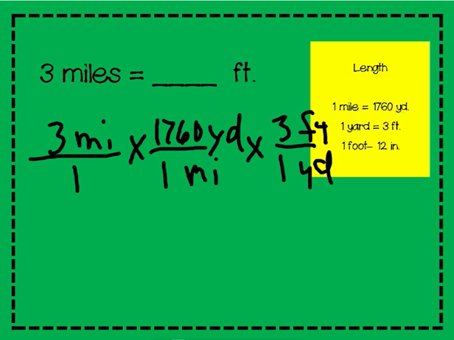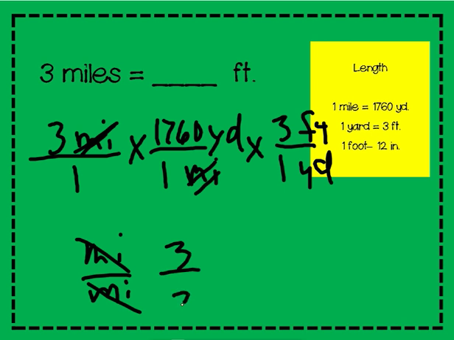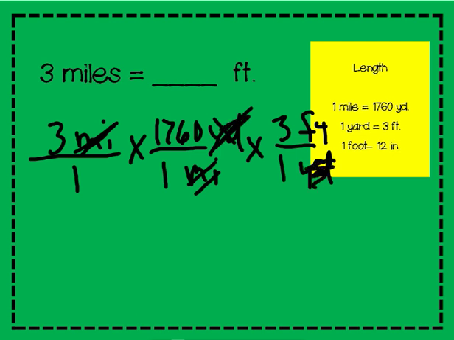Now I begin to cancel out. I'm going to cancel out the miles on top and bottom. Remember, we said miles over miles is the same as 1. They cancel out. Or 3 over 3. They cancel out to 1 over 1. Yards cancels out, top and bottom. So now all we're left with is 3 times 1,760 times 3.